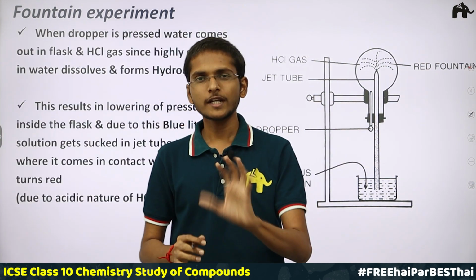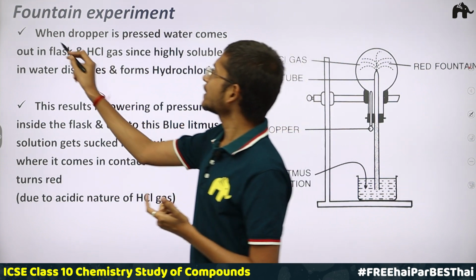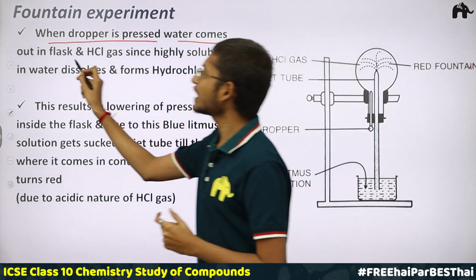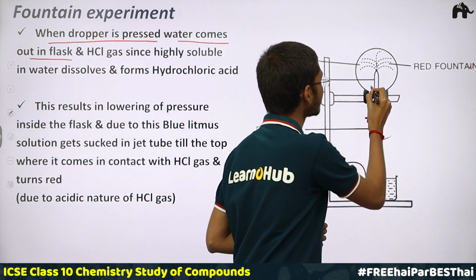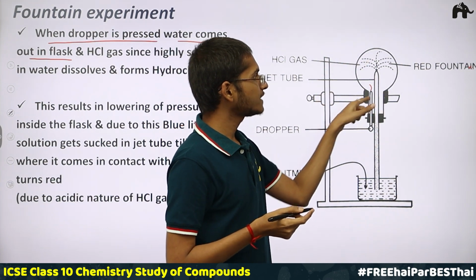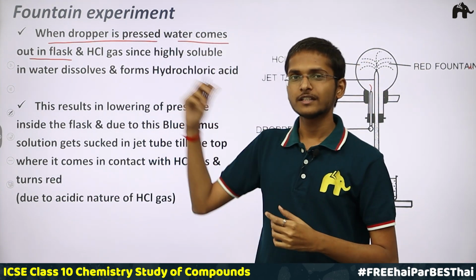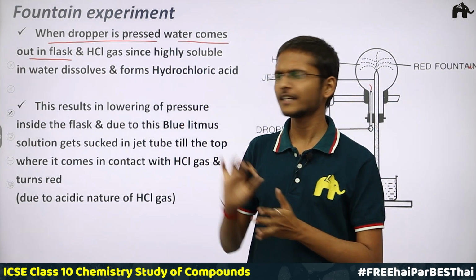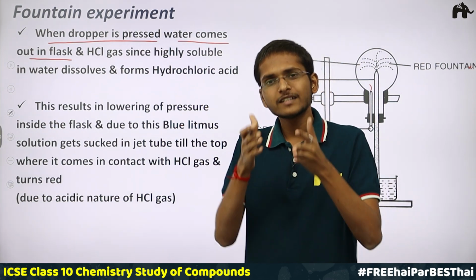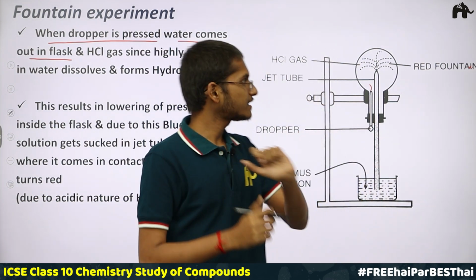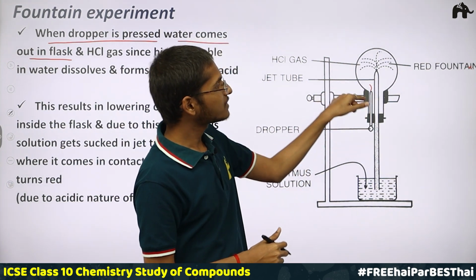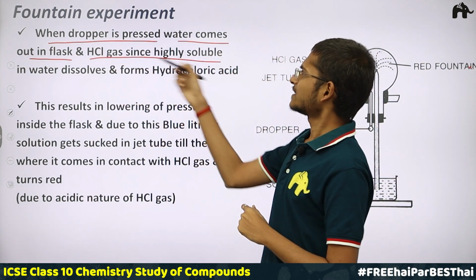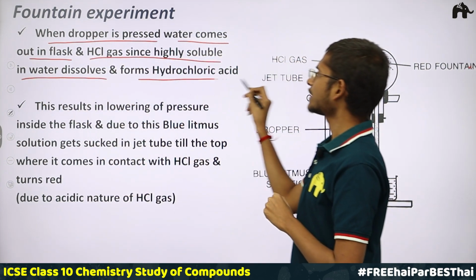Okay, so what happens is, when we are pressing the dropper, there is water in the dropper, right? So water would come out in the flask. See here, water would come out in the flask. And we know that in the flask there is dry HCl gas. We have already studied in the lab preparation of HCl gas, I have already told you that HCl gas is highly soluble in water. And what this experiment is trying to tell us is exactly the same thing. HCl gas is highly soluble in water. So HCl just gets solubilized in this water, and it forms hydrochloric acid. Clear? So since it is highly soluble in water, it dissolves and forms hydrochloric acid.